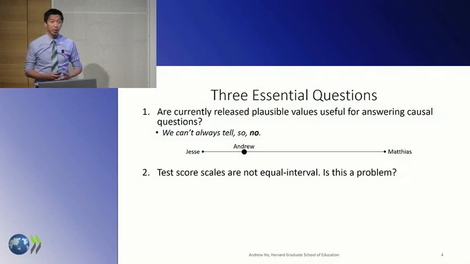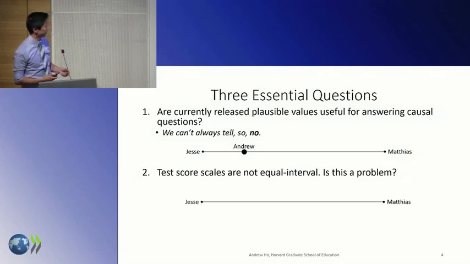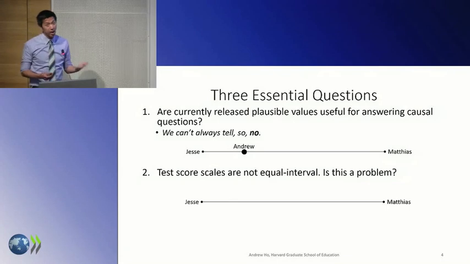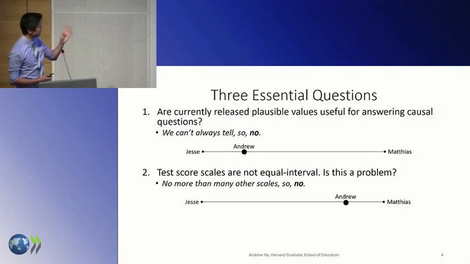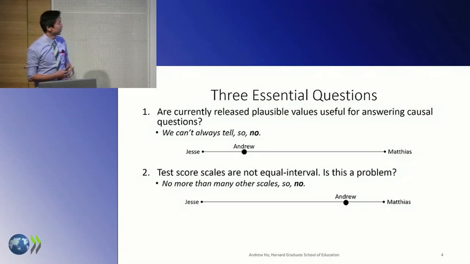Is this a problem? Right? And here, again, Jesse, I think, would say yes, and Matthias, I think, would say, not much of a problem. And here, I actually agree a little bit more with Matthias, and I'm going to talk a little bit about why. So I would say, to preview my answer here, test score scales are no more equal interval than, or no less equal interval than, any other scale, so my answer here is meh, right? And so no, that's not as much of a problem, I think.